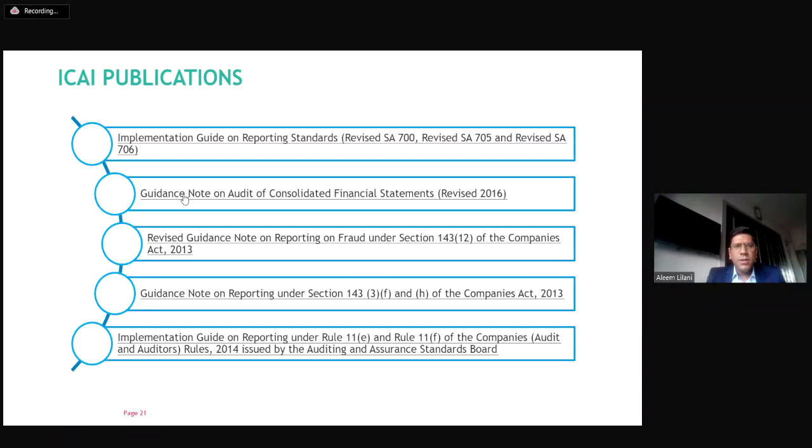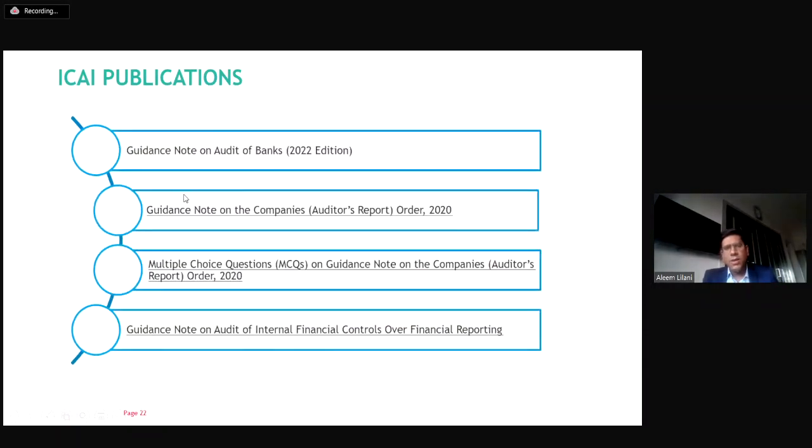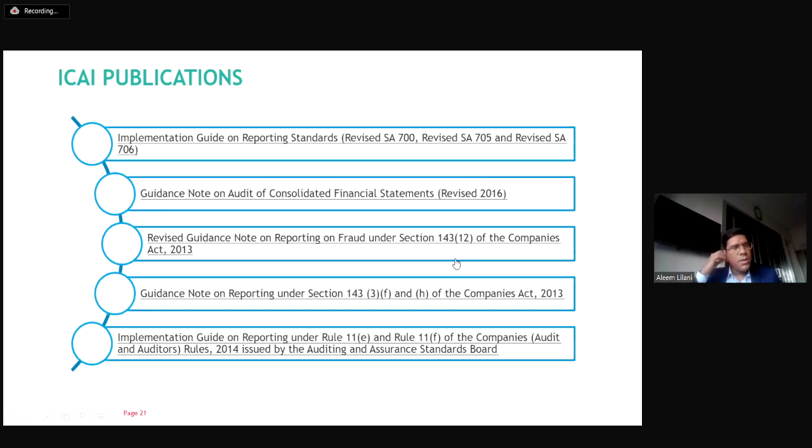The last thing I would like to state is all the publications given by ICAI, which can really help us in making the audit report. The first very good guide is the implementation guide on the reporting standards. So 700, 705, 706 are all covered in detail here. Then the guidance note on audit of consolidated financial statements, the CFS. So for consolidated financial statements, we have a particular guidance note dedicated to it. When you're preparing a consolidation, please refer to that.